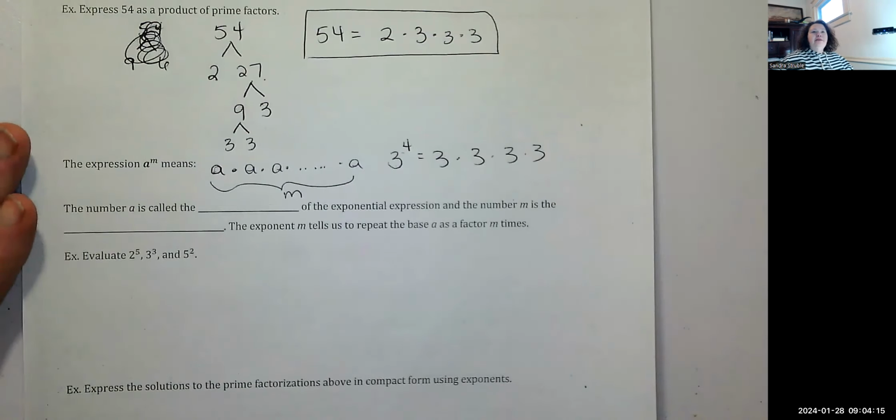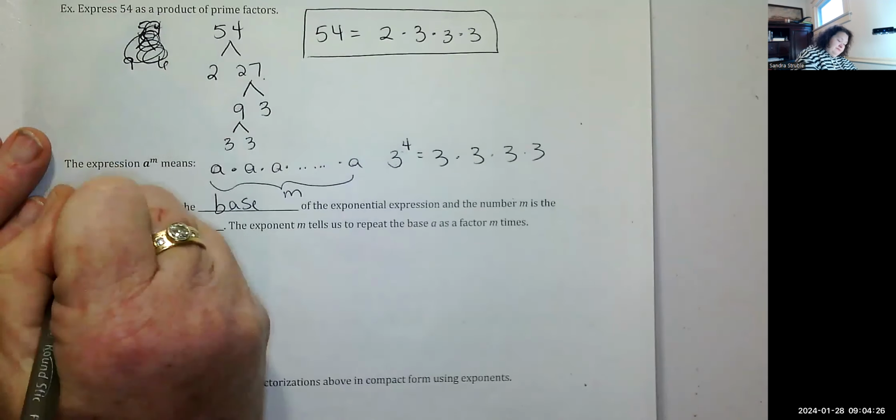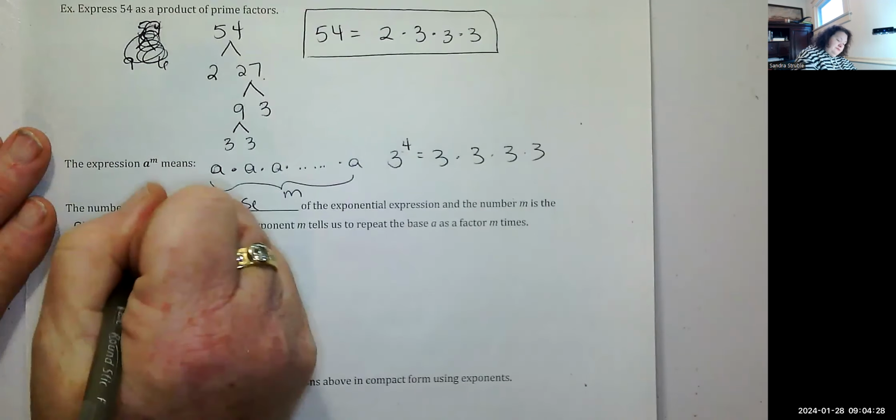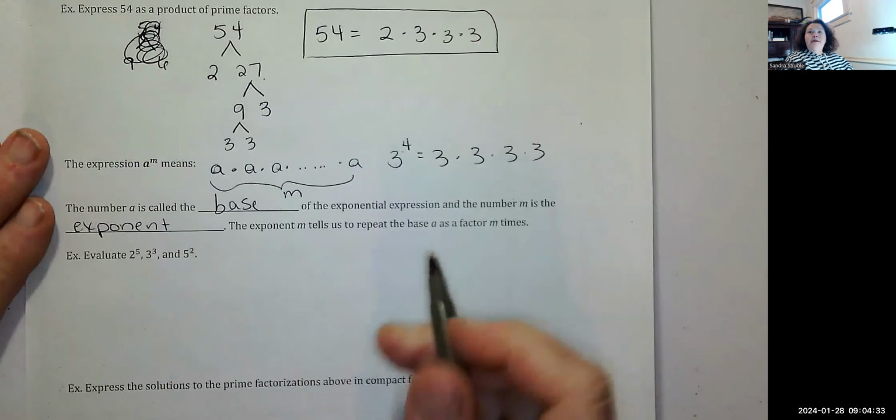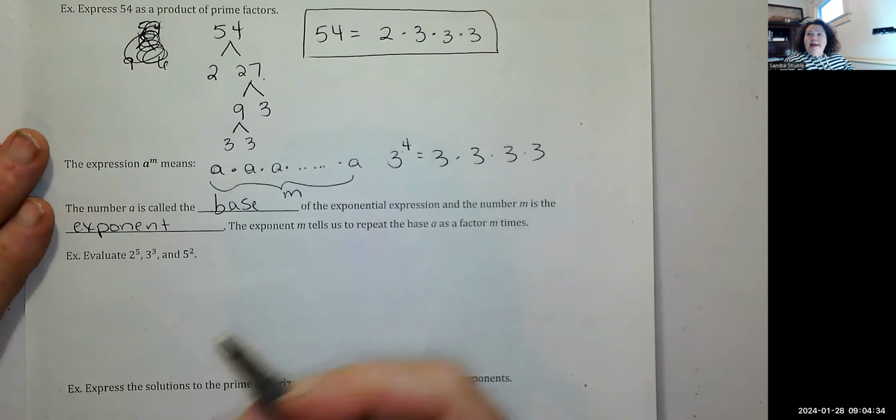Right. The number A is called the base. It's the base of the exponential expression. And the number M is called the exponent. The exponent M tells us to repeat the base A as a factor M times. So whatever that M is, you're going to go A times A times A, M times, however many times that is.